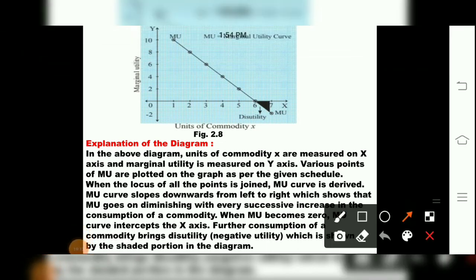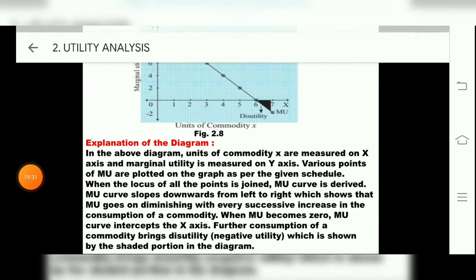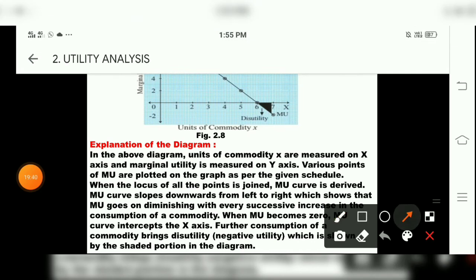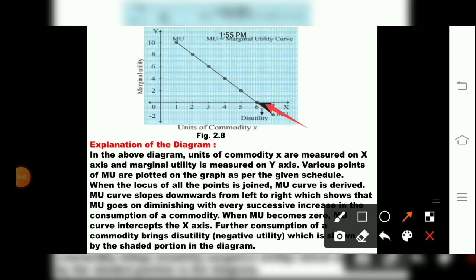See over here, MU is 0. Then it is intercepting what? The x-axis. And then this point on the x-axis is called the point of disutility, children. If you can see, dissatisfaction. Negative utility is there, minus 2. So further consumption of the commodity brings disutility, negative utility, which is shown by the shaded portion in the diagram, children. See, if you can see the shaded portion in the diagram, it shows disutility.